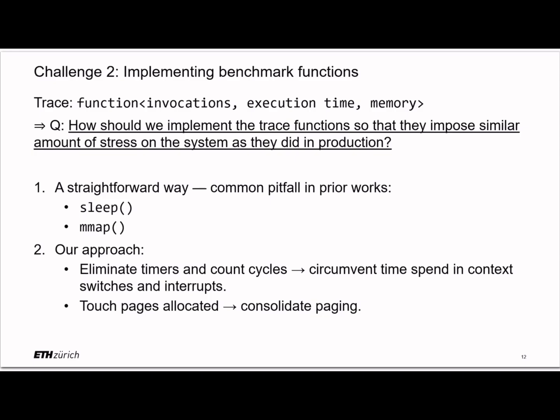Okay? Why? Because as the functions get shorter and shorter, those implementations are amenable to interrupts and context switches, right? And those timer-based functions, when they come back, the time has elapsed, but the work has not been done yet. And also, we touch the physical pages that are allocated to us so that we can consolidate the paging.